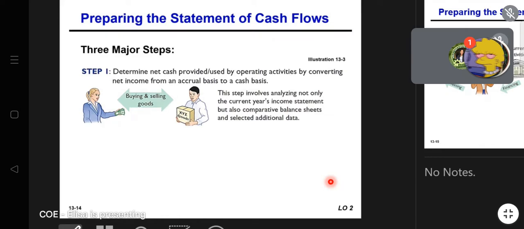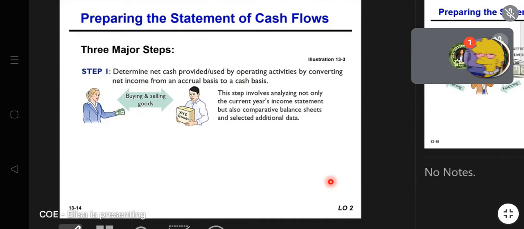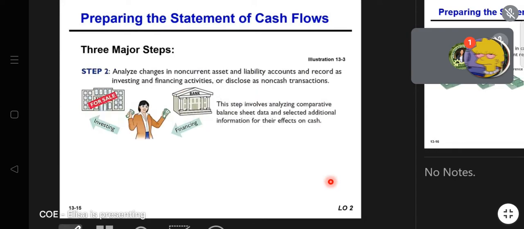Step 1, determine net cash provided by operating activities by converting net income from an accrual basis to cash basis. Mas masabtan nato kung ato siyang tan-aw. Yes, information. Number two, analyze changes in current asset and liability, meaning out of the comparative balance sheet, makita naman nato dayon pilay difference. Analyze changes in current asset and liability accounts and report as investing and financing activities.